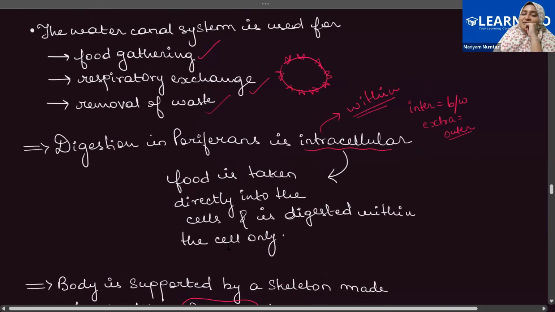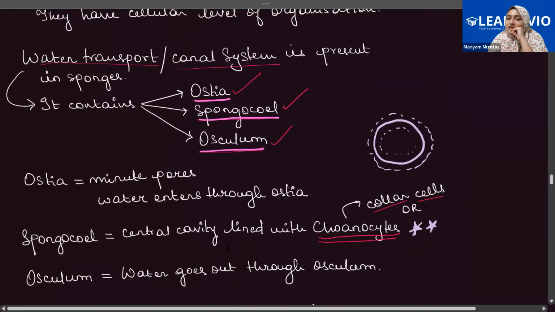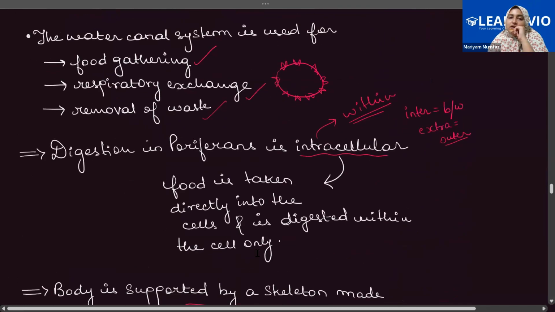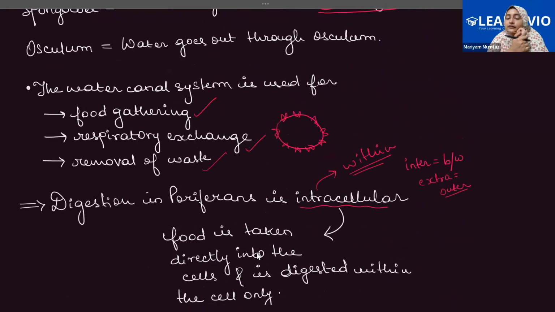Okay, anyway, now moving forward. This water canal system, did you people understand? Any doubts? Now, why is the water canal system present? Why are we studying it? What's the use? Since they are very lower organisms, they don't have anything in their body. They're basically nothing, poor beings. So they have been given a proper canal system so that they can use it.